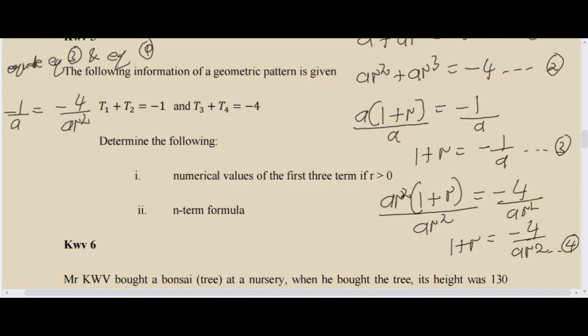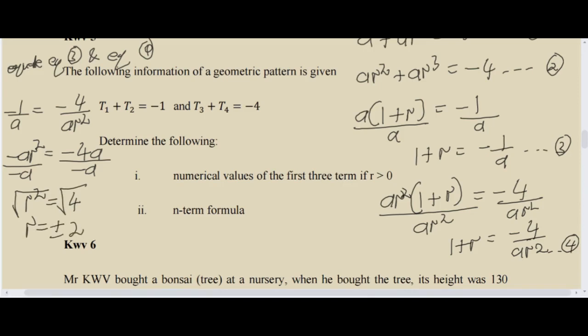Then here we need to cross multiply. So negative 1 times AR squared, that's negative AR squared. And then we have negative 4 times A is negative 4A. So let's divide both sides by negative A. Then our R squared would be equal to 4. Then if we take the square root of both sides, our R is equal to plus or minus 2.